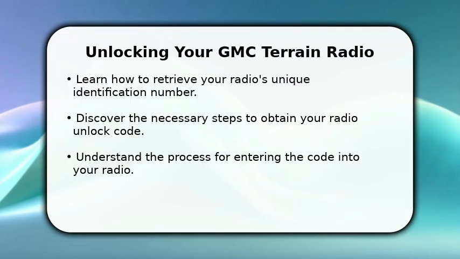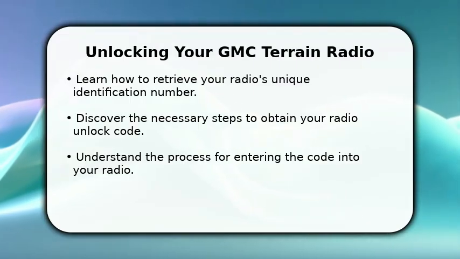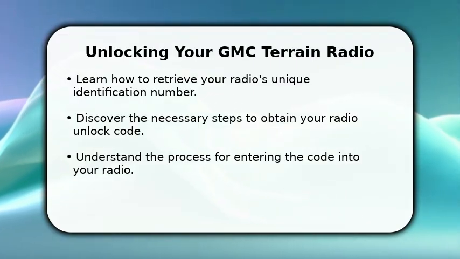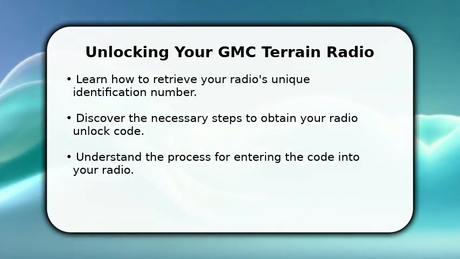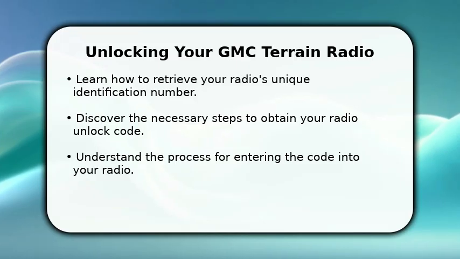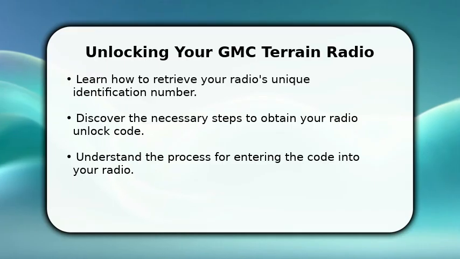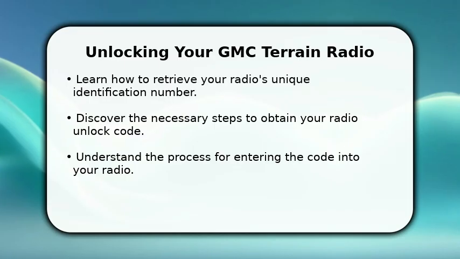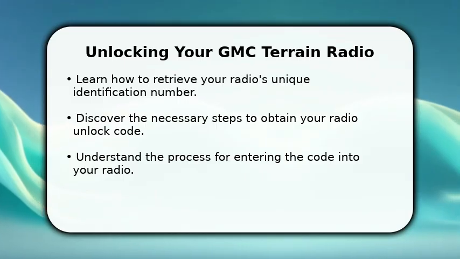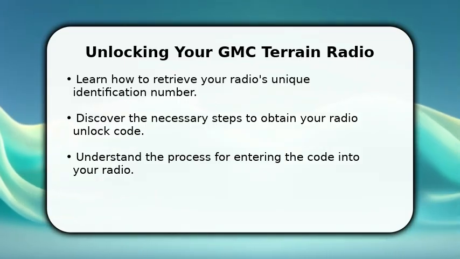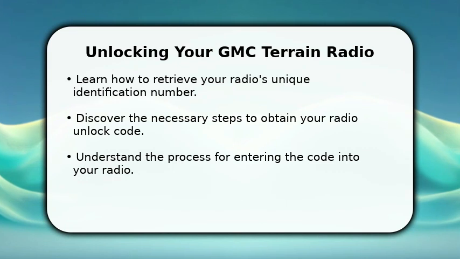In this video, I will explain how to unlock your GMC Terrain radio. First, you'll need to locate your radio's unique identification number, often found on a sticker or through a specific button sequence. This number is crucial for obtaining the correct unlock code. Next, I'll guide you through the process of acquiring that code, typically from a GMC dealership or an authorized service. Finally, we'll cover the simple steps to input the code into your radio, restoring full functionality.